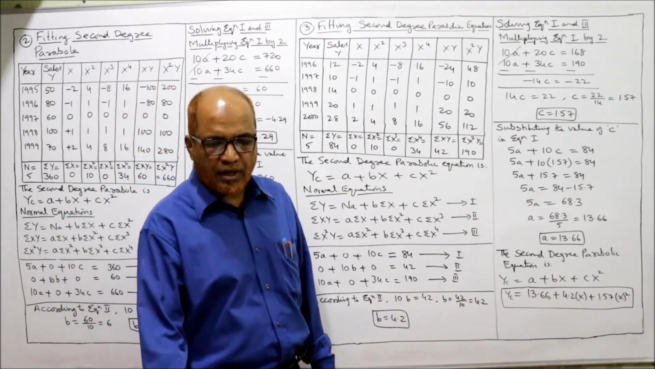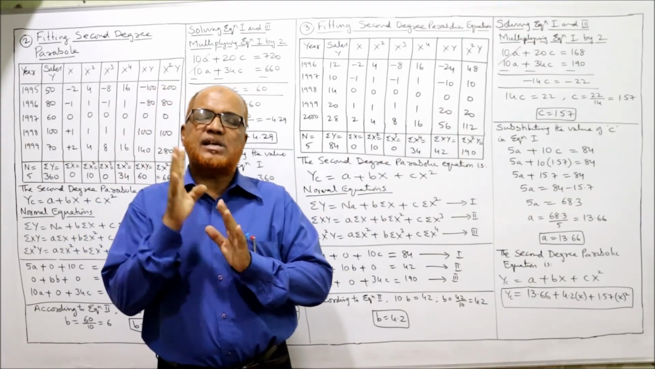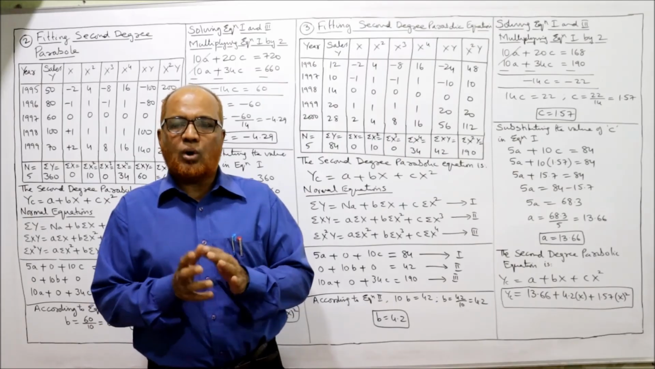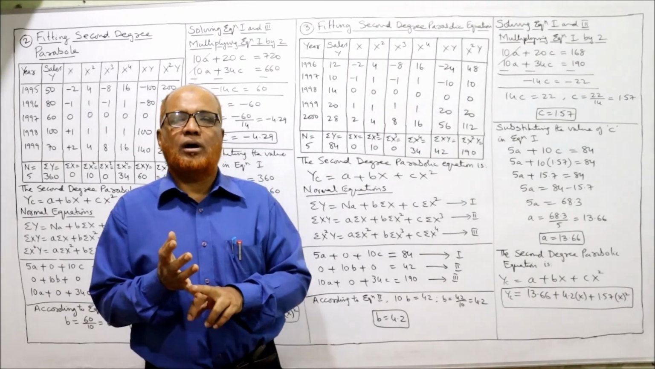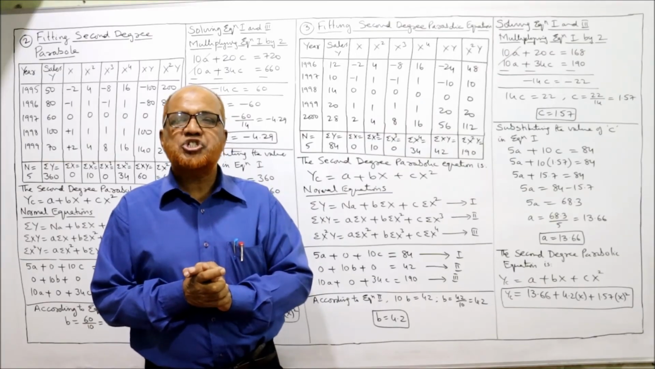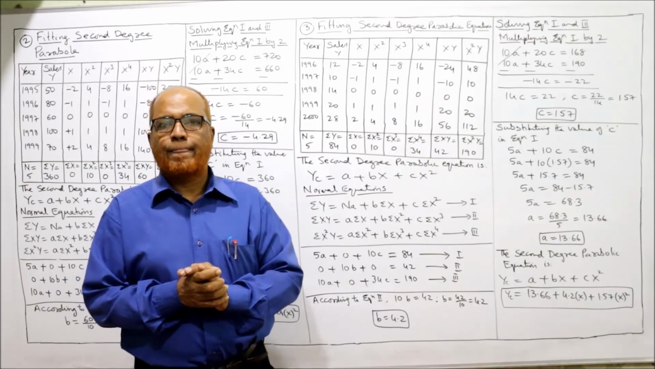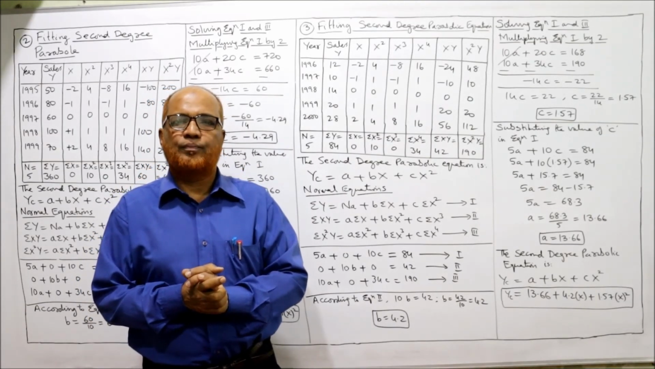That's all. So this is the end of the third problem. Only 3 problems I have selected for second degree parabola. So already we have completed the problems on straight line trend and parabola. The next topics are shifting the origin and converting the trend values. These are the 2 topics I am going to discuss in the next video.